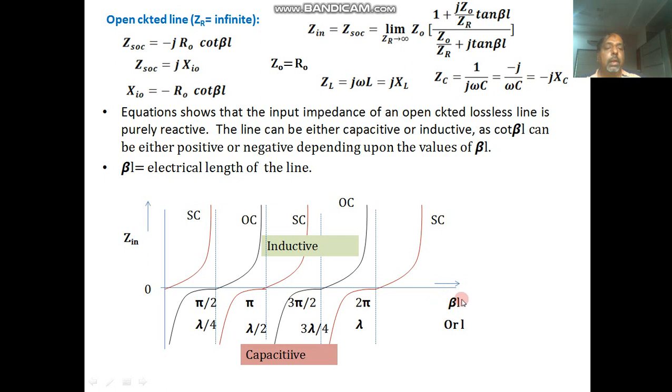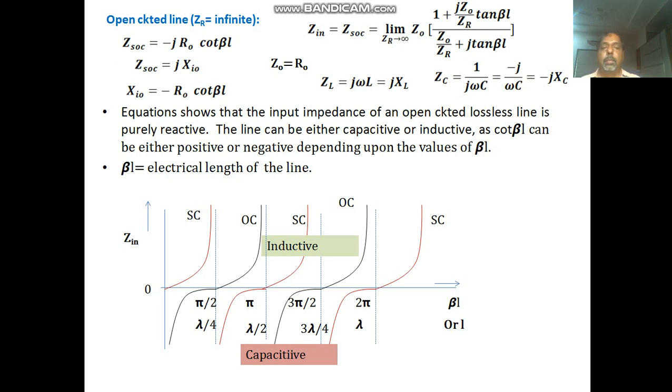So it depends upon the value of beta L under open circuit and short circuit conditions. So we have to use it under short circuit or open circuit condition, and we have to select a proper value of beta L if we want the transmission line to be used as an inductor or capacitor. It depends upon the value of beta L, and beta is 2 pi by lambda, where L is the length of the transmission line.